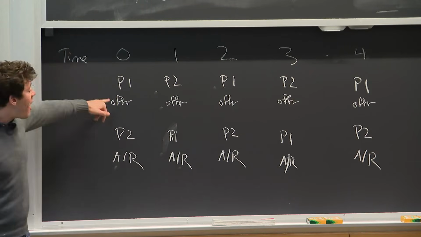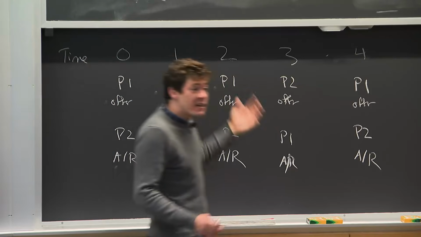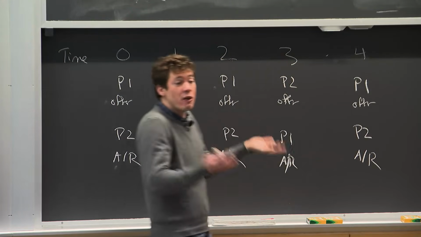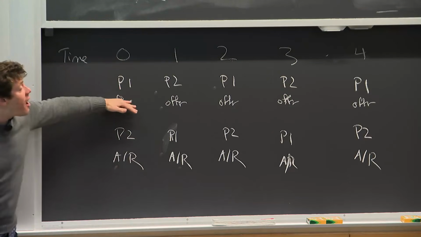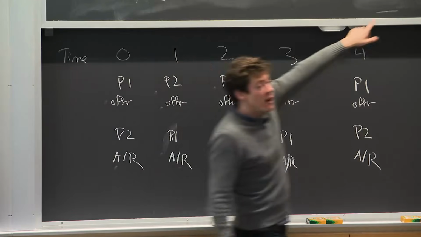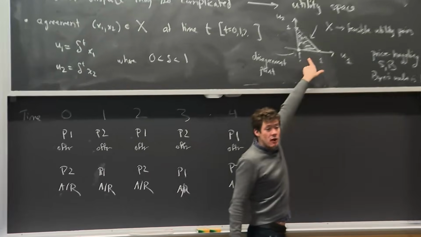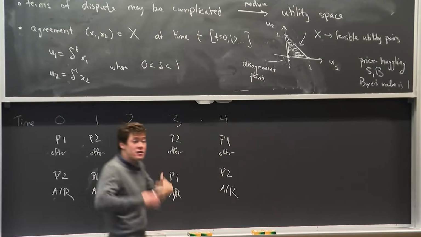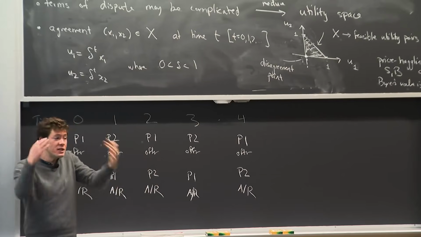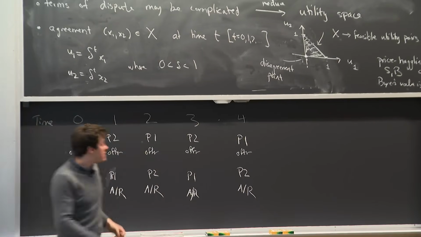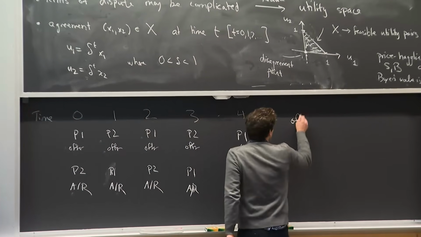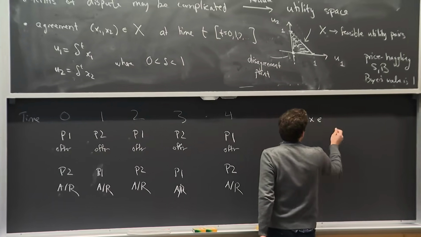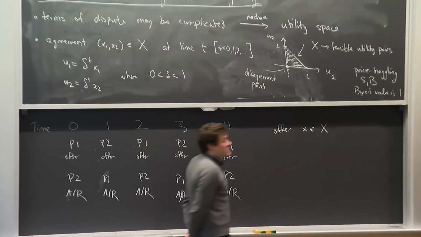Now, what is an offer though? Remember in our price haggling game, an offer was a price. We said what price is offered. But more generally, an offer is simply a point in x. Right? Remember, that's how we're going to represent an offer. An offer is to say, let's stop now, let's reach this agreement, and let's get that utility. So let's be clear that an offer is always a point in x.